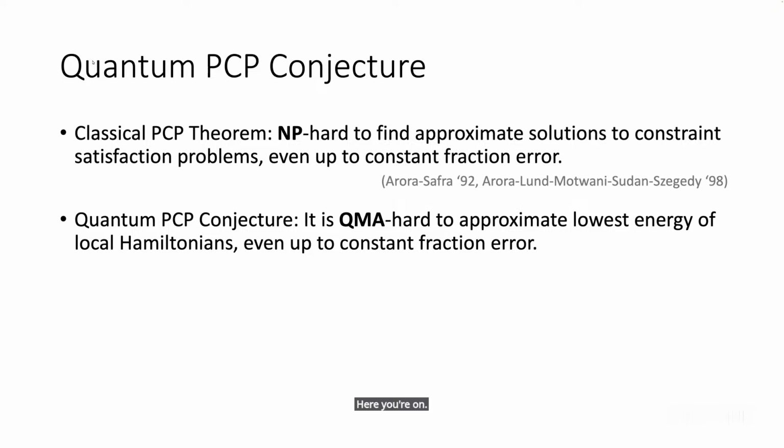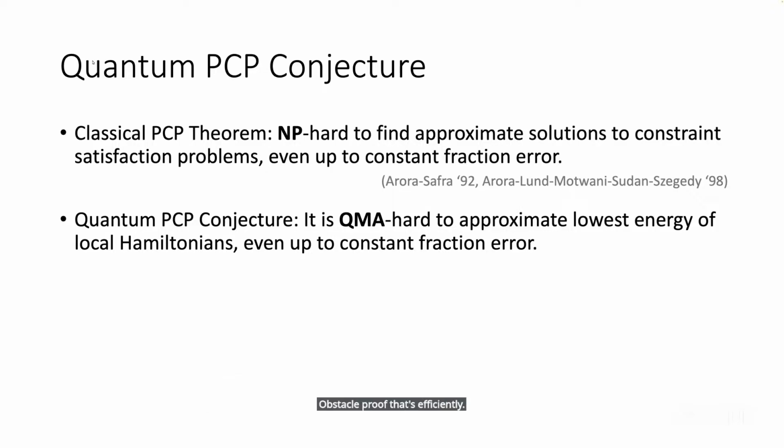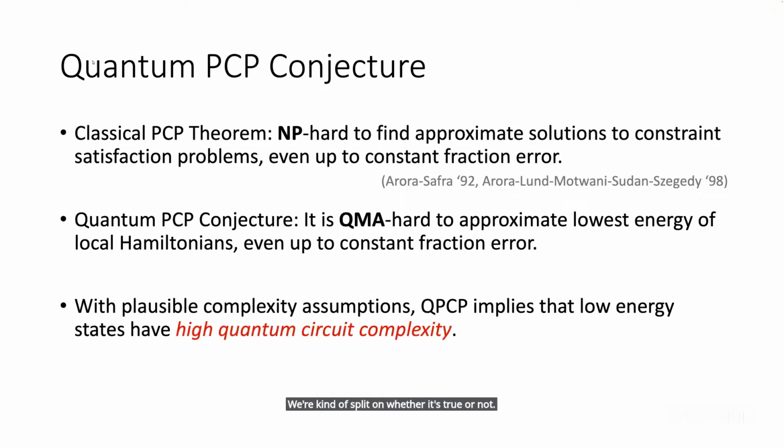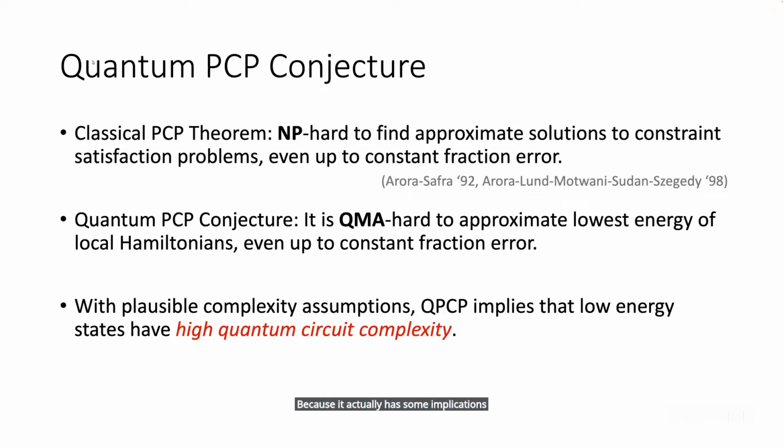In quantum complexity theory, there's a big open question of whether there's a quantum analog, called the quantum PCP conjecture. What it states is that it is QMA hard. QMA is some quantum analog of NP, where instead of a classical proof that's efficiently checkable, you have a quantum proof. It is QMA hard to approximate the lowest energy of something called local Hamiltonians, which are just quantum analogs of constraint satisfaction problems, even up to constant fraction. This is a conjecture. We don't know that this is true yet. Actually, we're kind of split on whether it's true or not. But it's a very interesting conjecture that has gotten physicists quite interested because it has some implications about natural physical quantum systems.